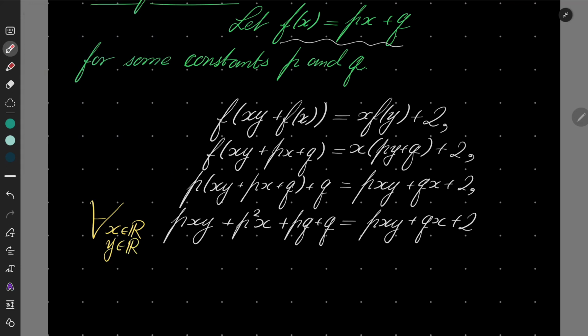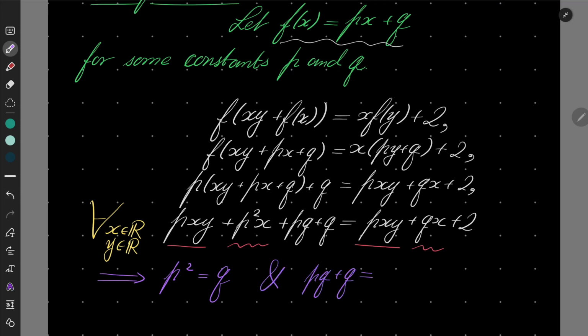Well, this is exactly the same as that. This is exactly the same as that. And what else? Well, here we have p²·x, and here we have q·x. That means only one thing, that p² must be equal to q. What else? Here we have a constant, and here we have another constant. So p·q + q must be equal to 2.